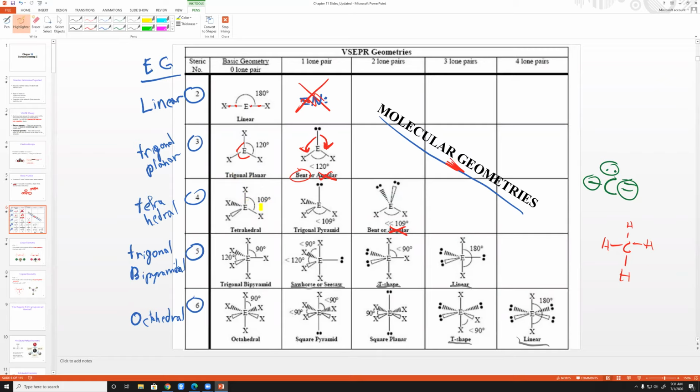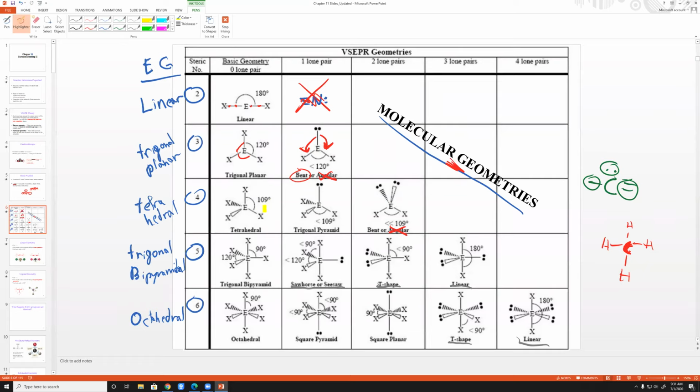All right. This is tetrahedral right here. Methane, on the right side over where I'm drawing, is tetrahedral for molecular geometry. It has no lone pairs, like this one. The angle is 109, actually 109.5. That's an important angle to know.